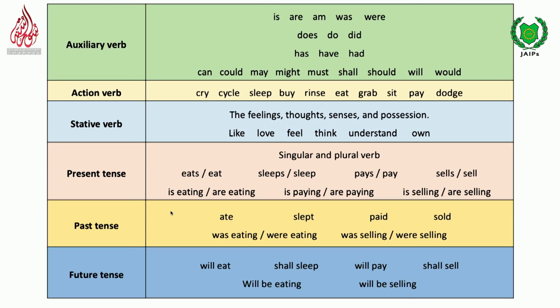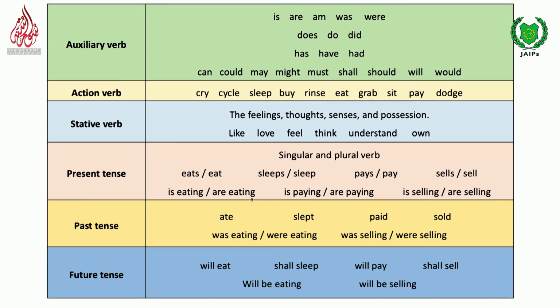And then let us look at past tense. For past tense, we have ate, slept, paid, sold, was eating, were eating, was selling, were selling. I simply put it this way so that you can see eats, eat. This one is present tense. And then past tense, ate. And then you can see future tense, will eat. So here, sleeps and sleep become slept. Pays and pay become paid.